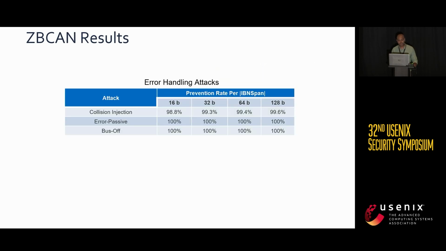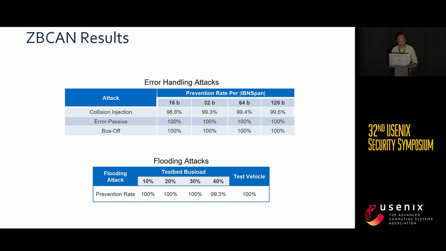Now, we also evaluated error handling attacks. As shown in the table, ZBCAN prevented bus-off and error passive attacks at a 100% prevention rate. Finally, we evaluated its ability to prevent flooding attacks. For all settings, we achieved prevention rates approaching 100%.